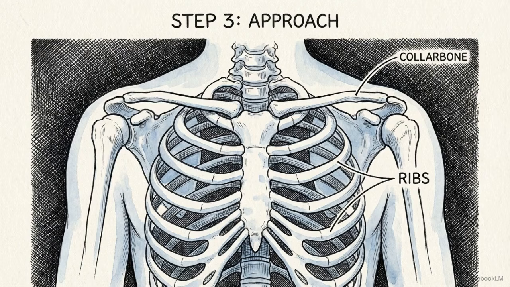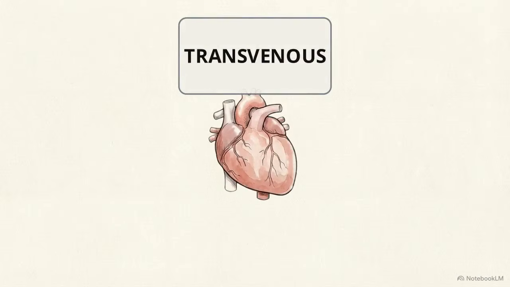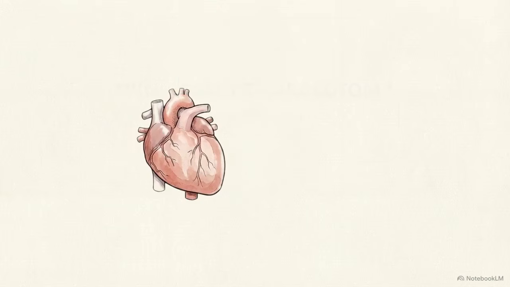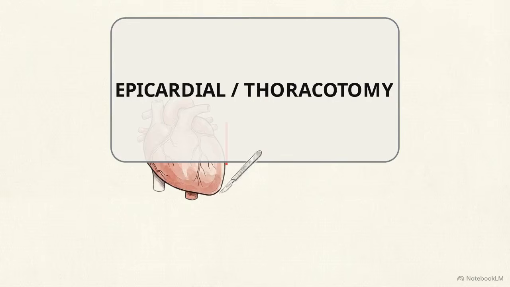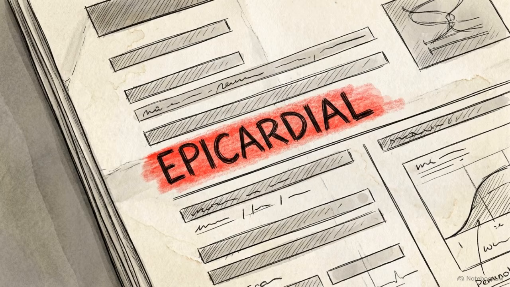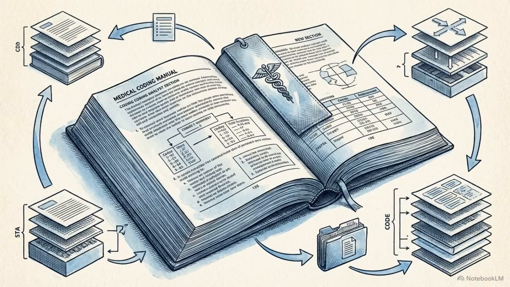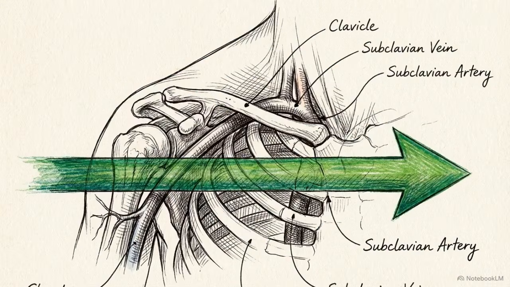Step 3 brings us to the anatomy. How is the device implanted? This anatomical overlay shows the transvenous approach. It is the most common method, threading through the vein directly into the heart. Contrast that with the epicardial approach. This involves a thoracotomy, placing the device directly on the outside wall of the heart. If you identify an epicardial approach in the operative report, you stop immediately because that shifts you into a completely separate coding pathway. If you are on the standard transvenous path, you proceed to step 4, count the leads.